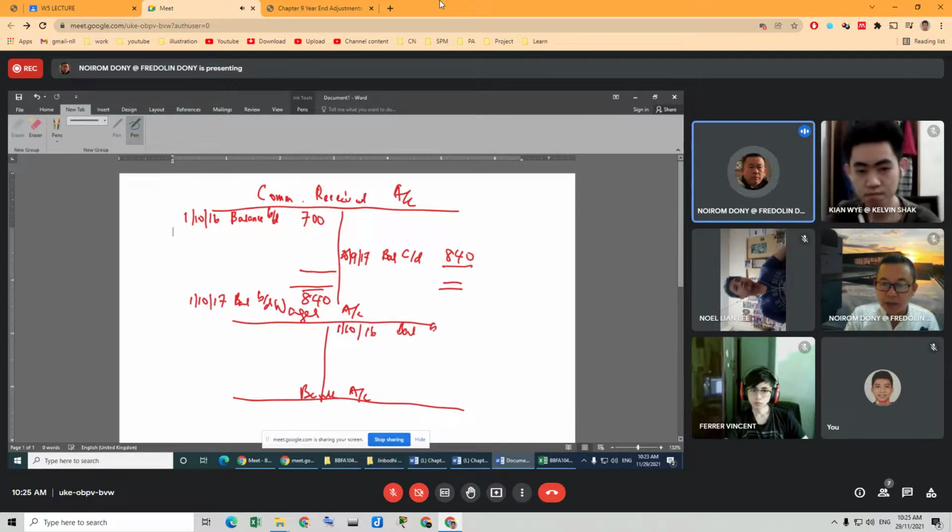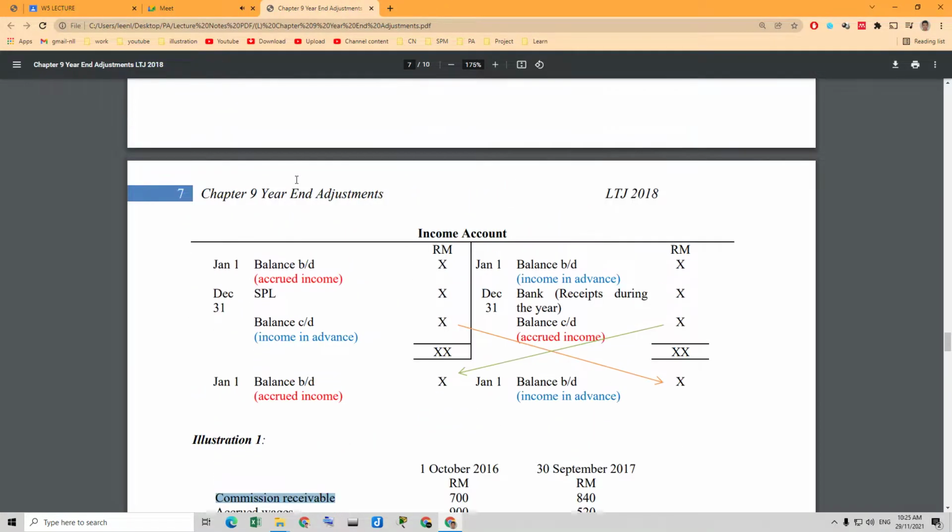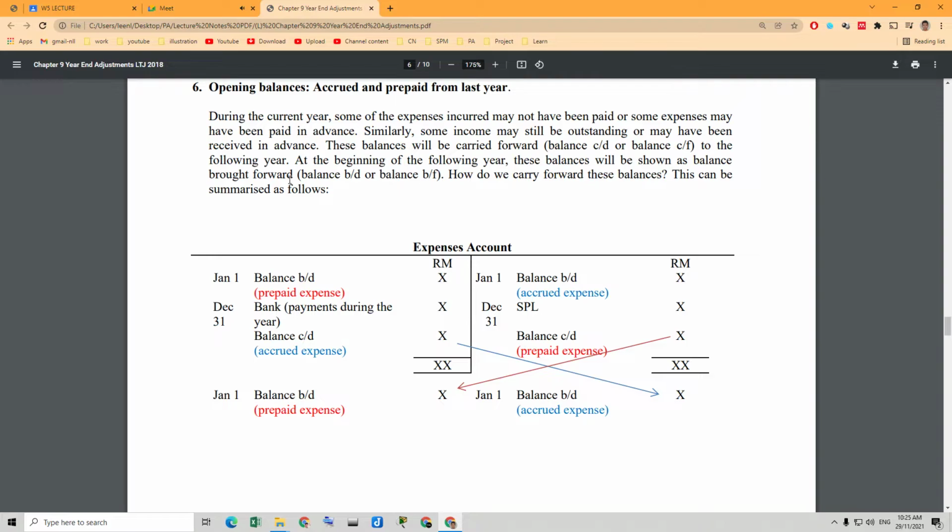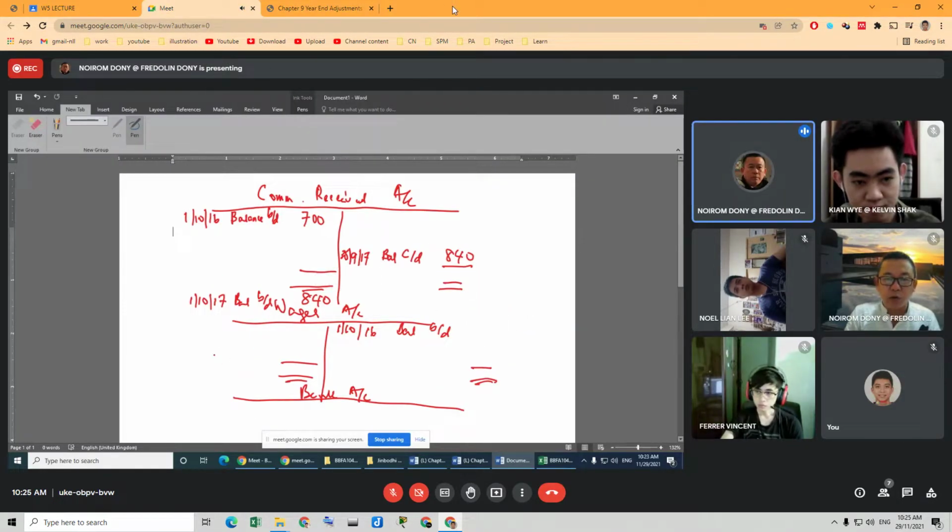So balance BD, and then closing balance also credit, because it's still using the same word, accrued wages, isn't it? So 30th of September 2017, balance CD, and then 1st of October 2017, balance brought down.